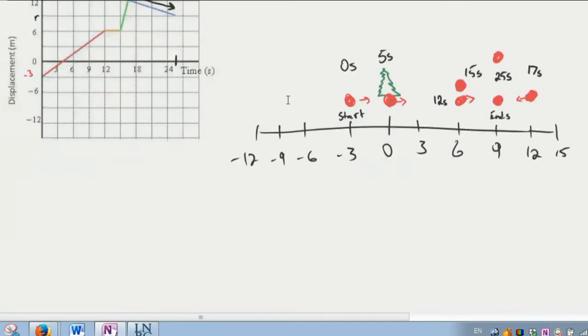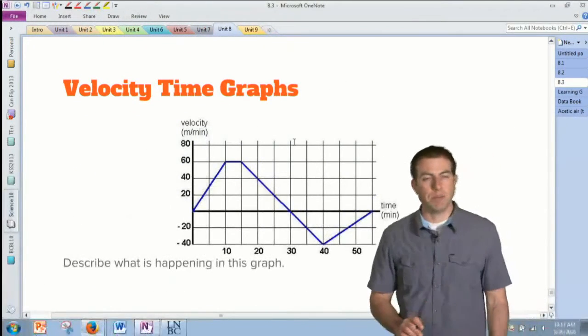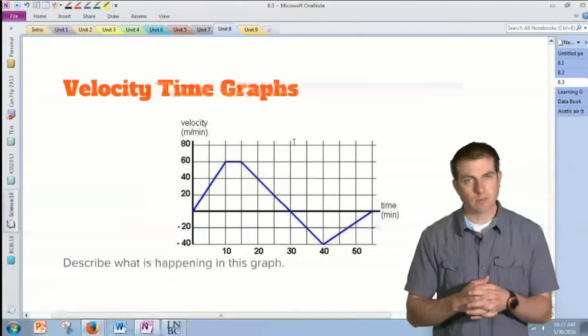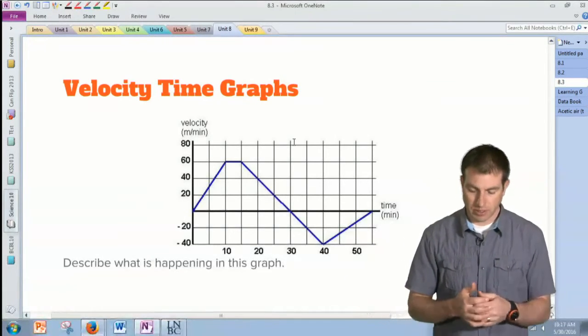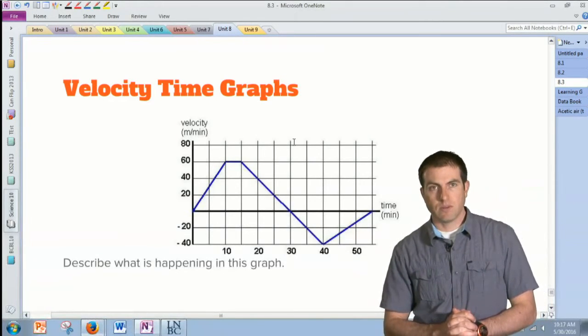Hopefully we're starting to get the idea with this stuff. The last thing actually doesn't show up in this section, but I just wanted to point it out. We're actually going to cover it in the next section we have. So velocity time graphs kind of just pop up.